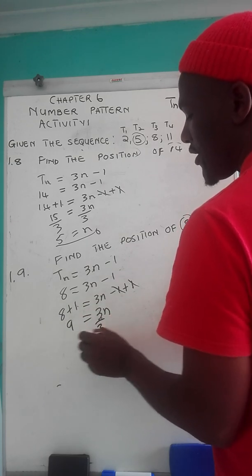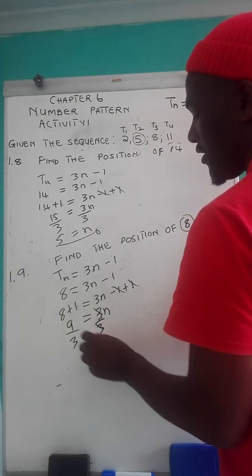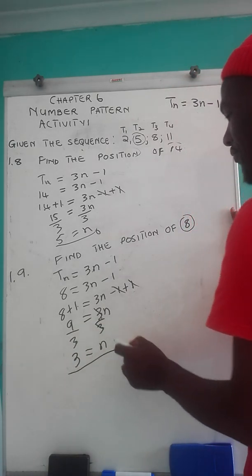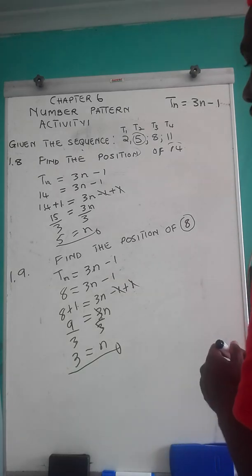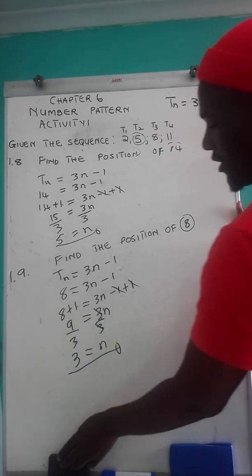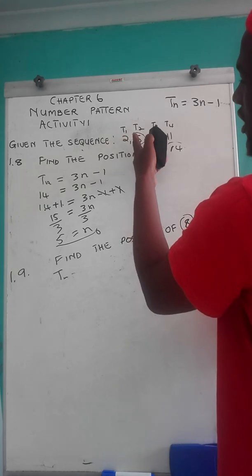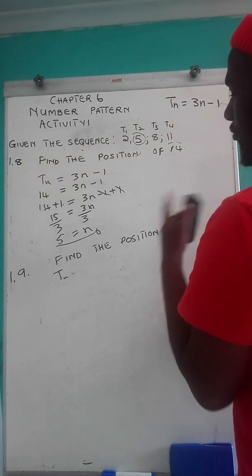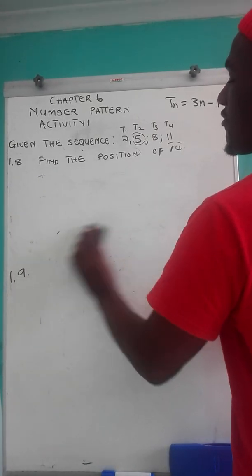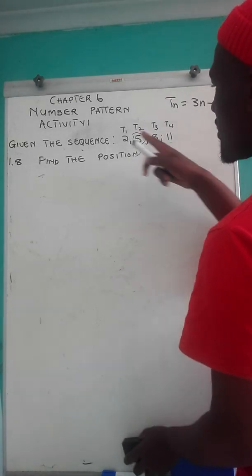Then I need to divide by 3. n, 9 divided by 3 is 3. Okay. So the position is 3. As you can see, it's the 3rd position. The last one, I'll do the position of 2. As you can see, the position of 2 is 1.